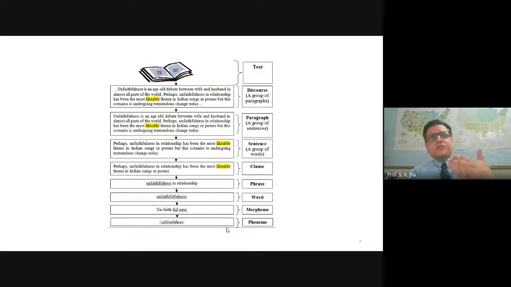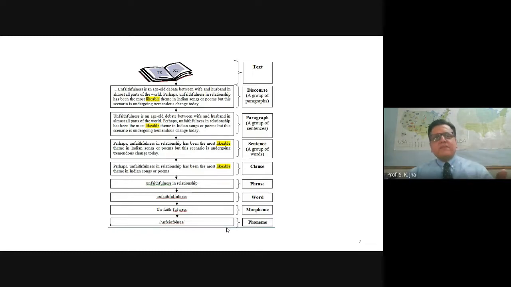And if you further break your discourse, it takes the form of paragraphs. When you break a paragraph, you get sentences. And when you break a sentence, you get clause or clauses. And when you break a clause, you get phrases. And when you break a phrase, you get words. And when you break a word, you get morphemes. Like here you have seen, I have given you this example which has come right from text, discourse, paragraph, sentence, clause, phrase, word to morpheme level.